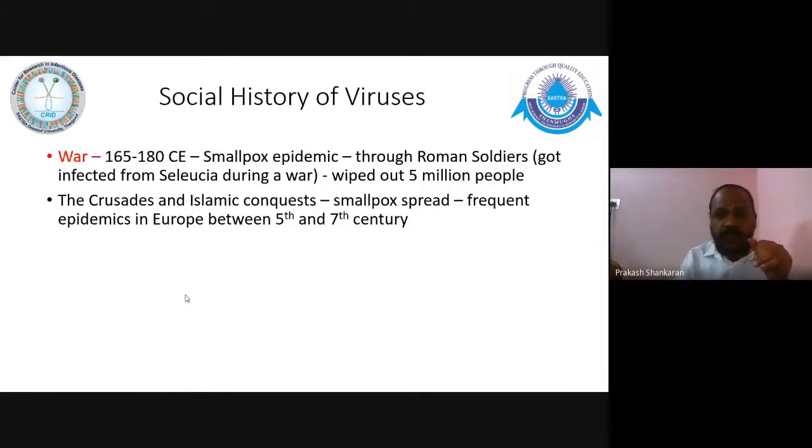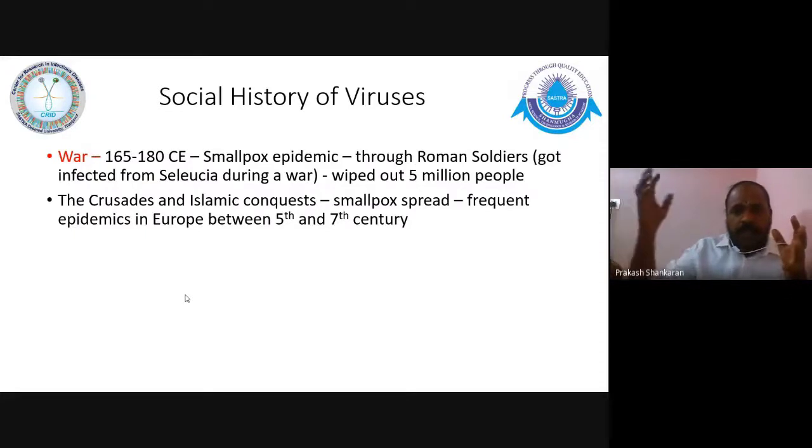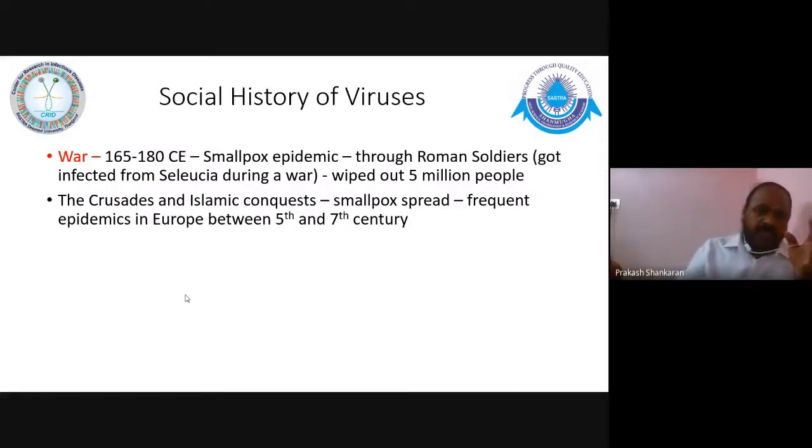There were frequent epidemics in Europe between the 5th and 15th centuries. That's the time that these crusades and Islamic conquests happened, and people were going from one area to another for spreading religion or to claim some space, and they were engaged in war. There would be some epidemics, and they brought these diseases back to their place.